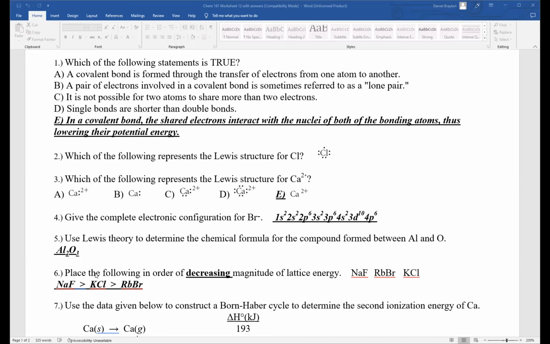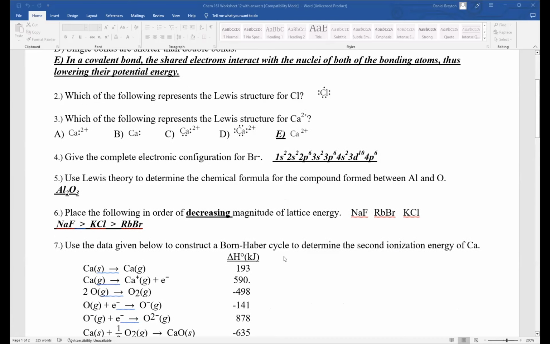6. Place the following in order of decreasing magnitude. So lattice energy. Again, this is just based on radius size. So which 2 are the smallest? It looks like the metals go down: sodium's at the top, then potassium, then rubidium, and then the same trend for its counterpart. Fluorine is above chlorine, and chlorine's above bromine. So sodium fluoride should have the highest favorable interaction coming together, then the calcium, potassium, calcium, then the rubidium bromide.